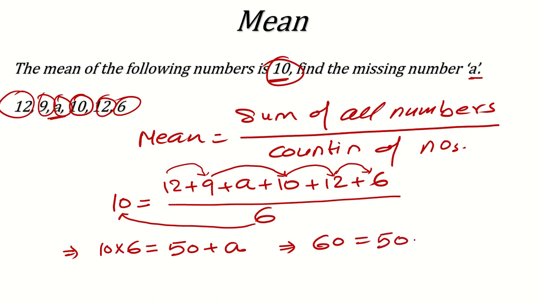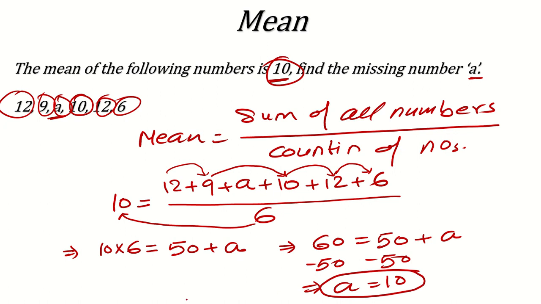60 is equal to 50 plus A. Then minus 50 on both sides. So A is equal to 60 minus 50, which means 10. So 10 is the answer. Okay, like this you can solve the question.